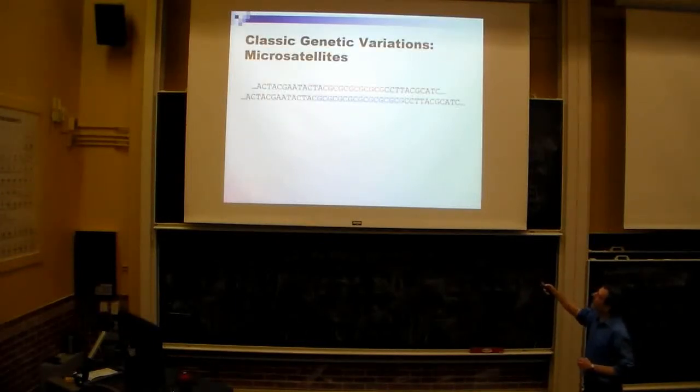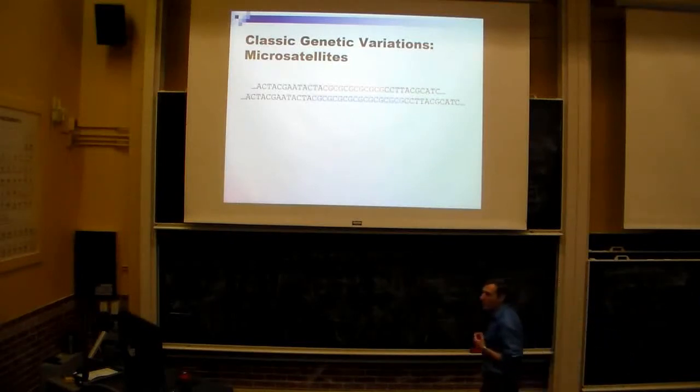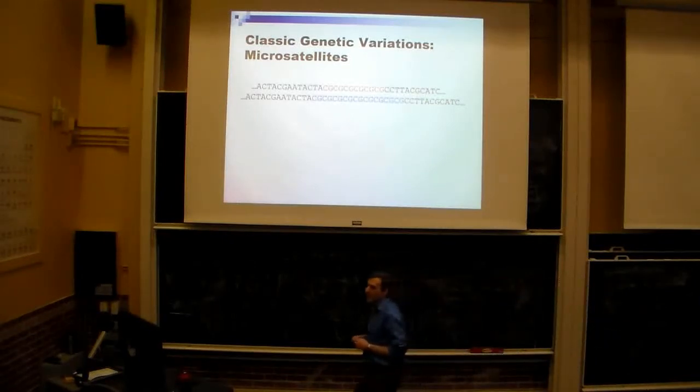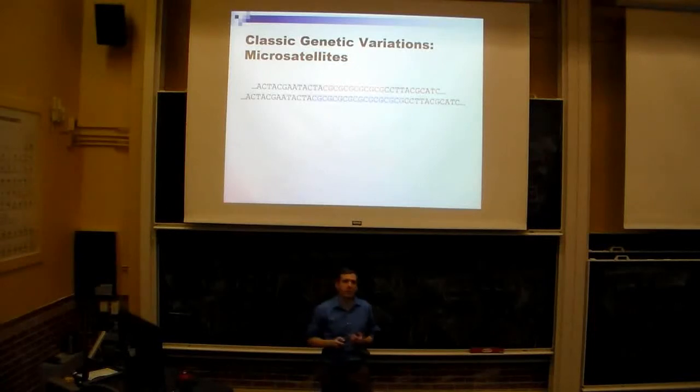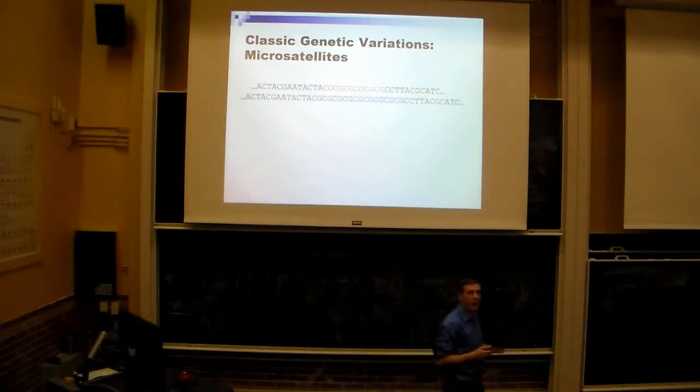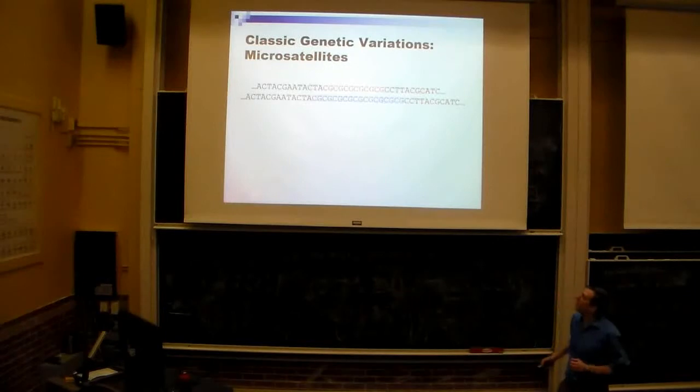One of the really important kinds of variations people looked at is what's called a microsatellite variation. You'll sometimes see these referred to as short tandem repeat or STR variations, basically the same thing.